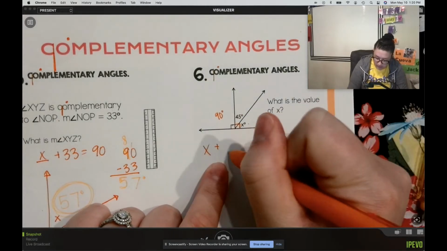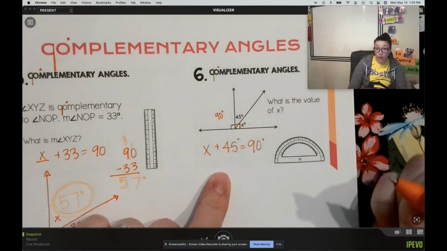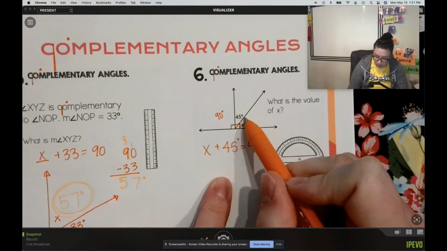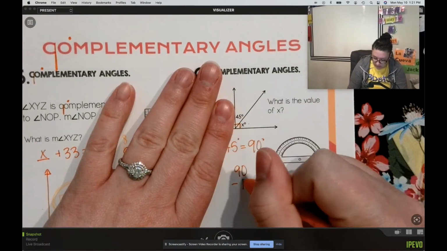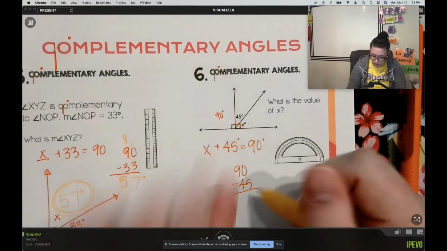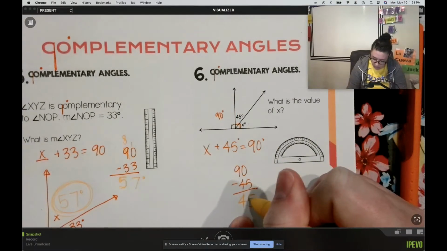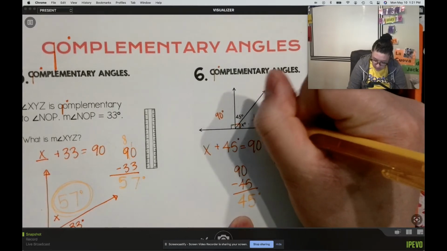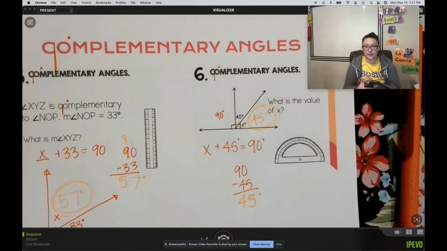So x plus 45 is going to equal that 90 degrees that I need. Or we can think about it as that whole side is 90. 90 minus that 45 is going to give me my x, which is going to be 45 degrees. If you have questions on this, let us know. Otherwise, go ahead and go on to supplementary angles.